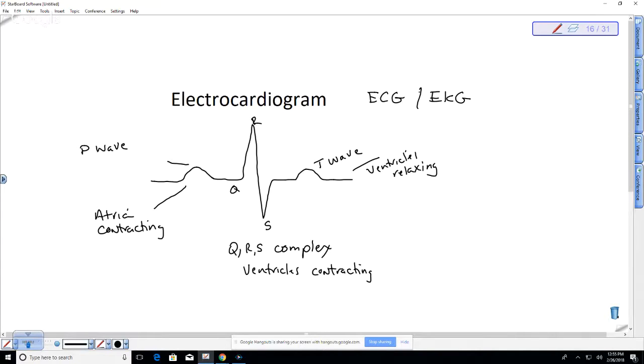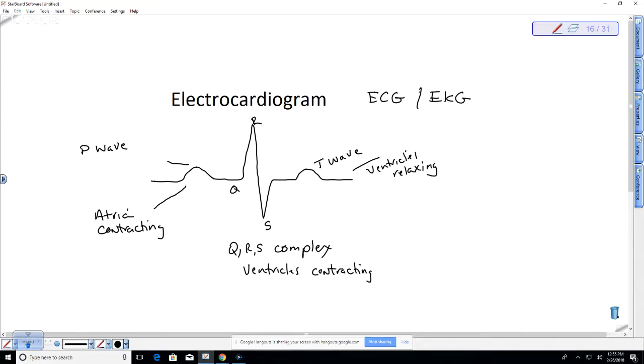Oftentimes what they're looking for is any abnormalities. One thing they're measuring is the distance between the P wave and the S, or the P and the T, or the QRS and the T, or the Q and the T, right? They're looking to see if there's any abnormalities in the way that electricity is conducted in the heart when they're looking at the electrocardiogram.